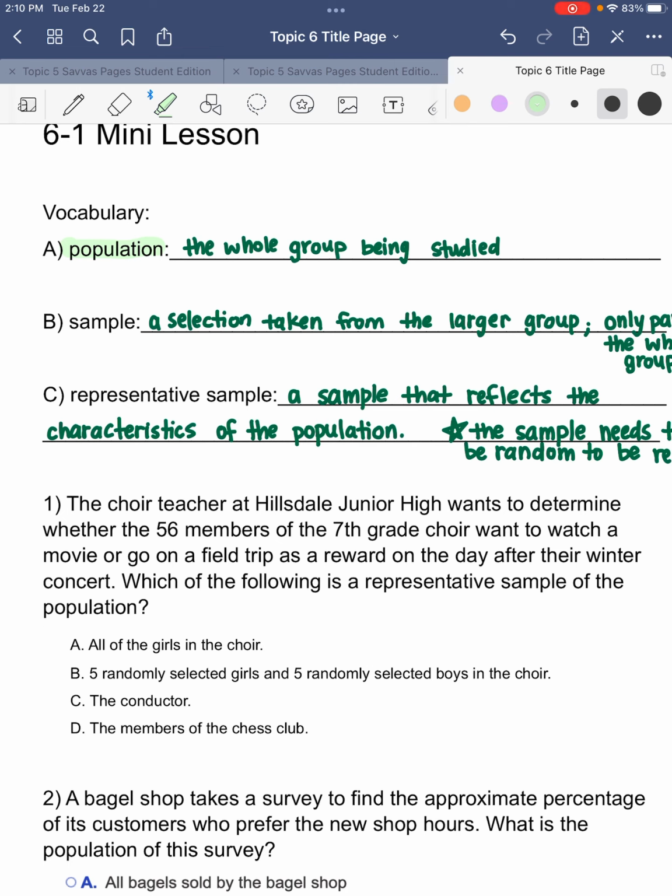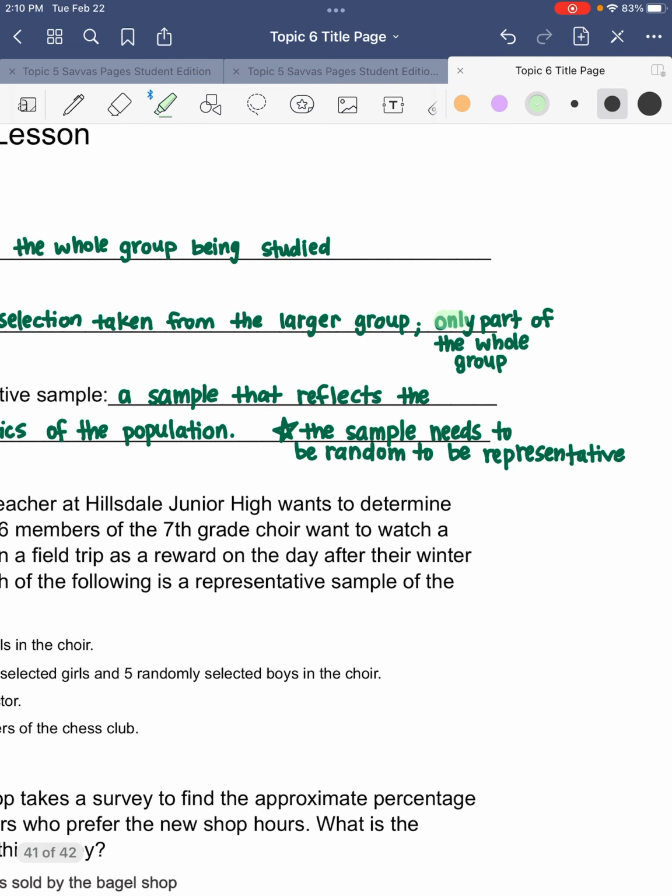Now, the second vocab term that we talked about is sample. A sample is a selection taken from the whole group or taken from the larger group. It is a subset of the population. In other words, it is only part of the whole group. It's not everyone, it's only part, only a few people.